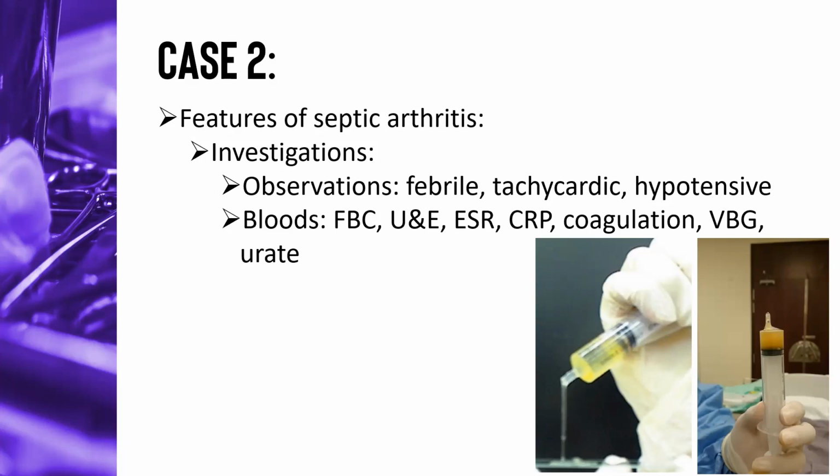You want to look at their blood. So on your full blood count, you're looking for, do they have a raised white cell count? Their U&Es. You're looking at inflammatory markers, so your ESR and CRP. On your VBG, you always want to get a lactate to see if the patient is well or unwell. And you can think about adding a urate on if we're thinking about differential diagnoses such as gout. We want to think about getting blood cultures, particularly if the patient's spiking in temperature.